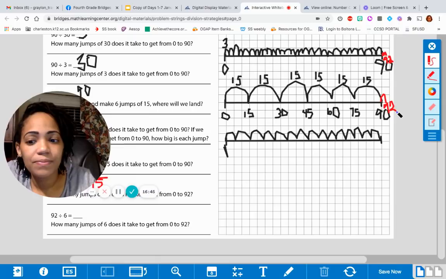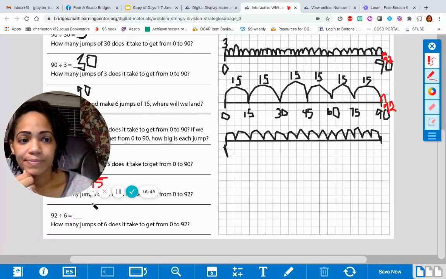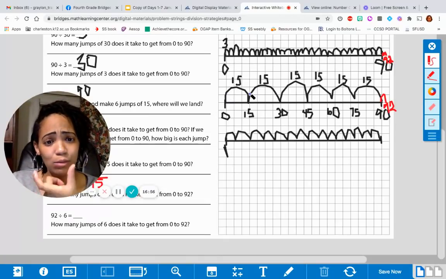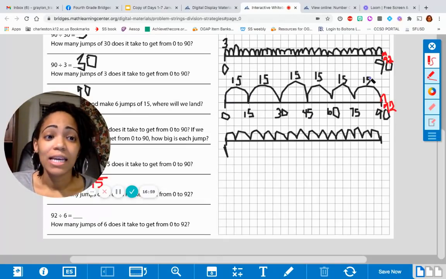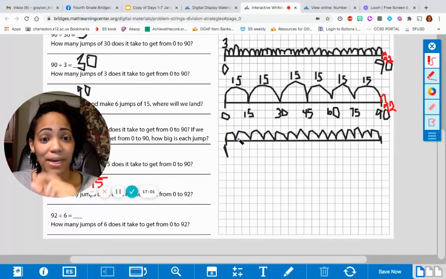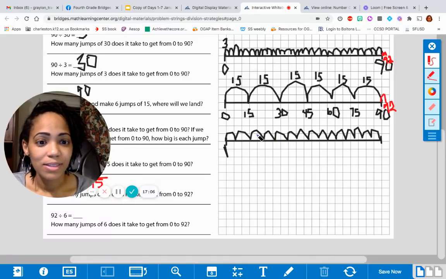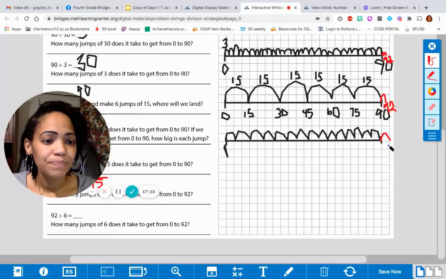So 92 divided by 6, we know is 15, because we could say 92 divided into 6 equal jumps would be 15. Or I could say, you want to jump by 6 until you get to 92. Then you would have still 15 jumps here, or you jumped by 15. So you can think about it both ways. But now I have this remainder of 2 left over here. Still have a remainder of 2.